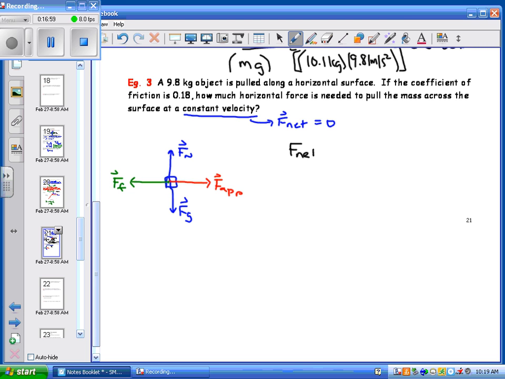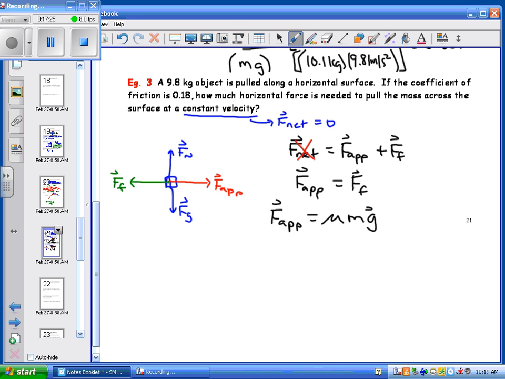F net equals F applied plus Ff. F net is 0. So then F applied equals Ff. So F applied equals mu times m times g, which is 0.18 times 9.8 kilograms times 9.81 meters per second squared, which should give you 17 newtons.